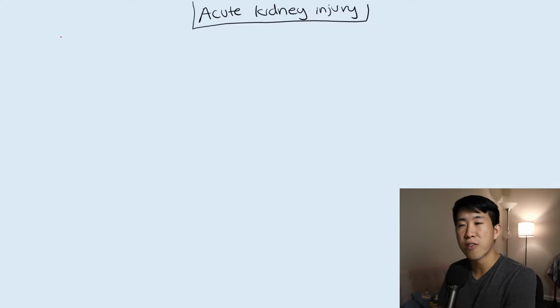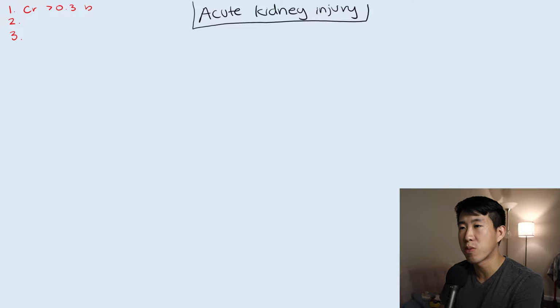So first, we're going to talk about acute kidney injury. And just starting off, I want to talk really quickly about the definition of acute kidney injury. And so there's basically three criteria. And number one, and this is going to be the most common one, is that when your creatinine is greater than 0.3 from your baseline, then that's considered an acute kidney injury.